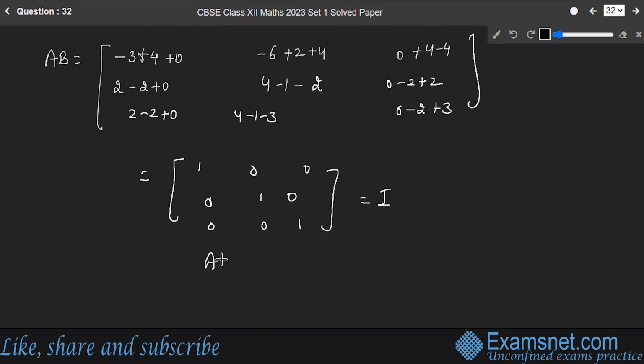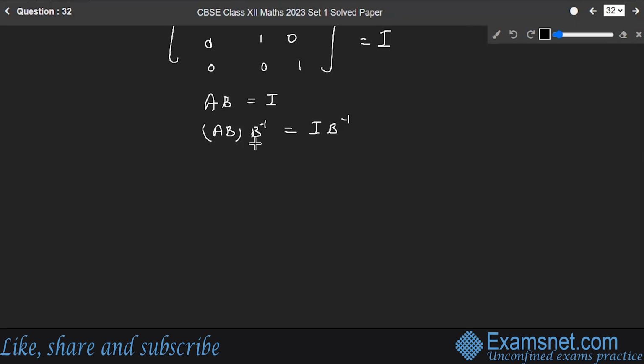So that means AB is equal to identity matrix, or AB into B inverse is equal to identity into B inverse, or A is equal to B inverse.